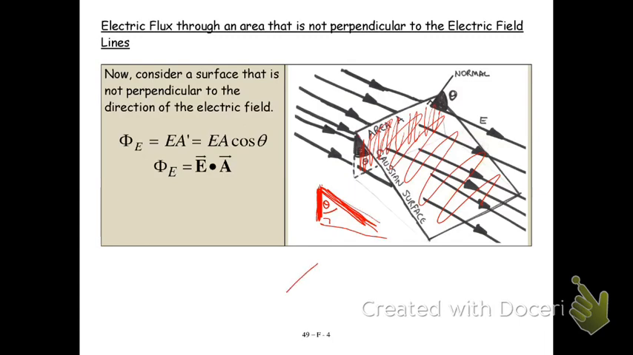So the adjacent divided by the hypotenuse is the cosine of the angle. Well, if I have an adjacent area and a hypotenuse area, it's still the cosine of the angle. The adjacent area divided by the hypotenuse's area is still the cosine of the angle. So then I can say this flux is the electric field going through my little cross-sectional area, which is the electric field going through my original area times the cosine of the angle between them. Yeah? That's just geometry.